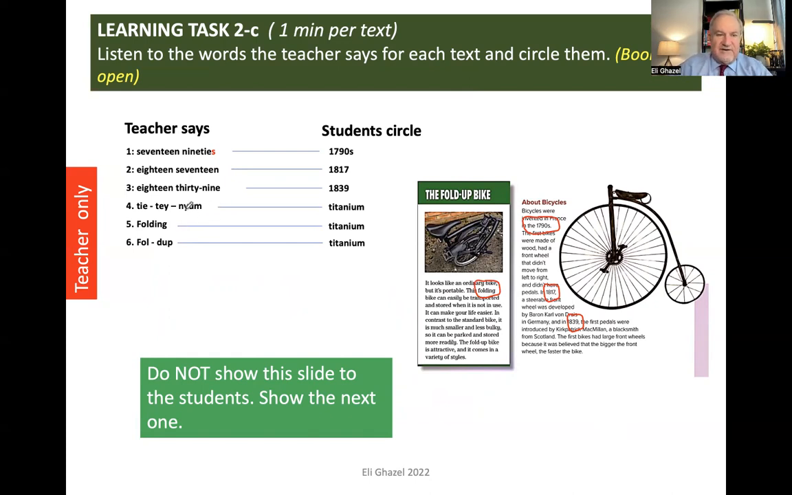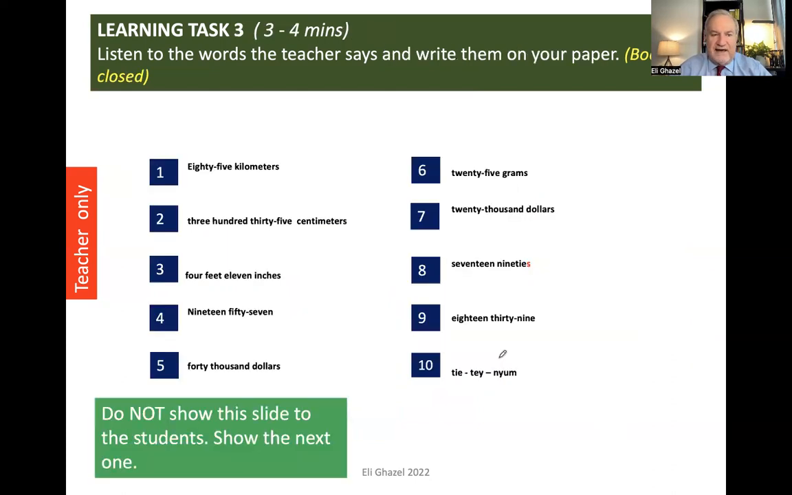My mistake here, you're going to say folding. That's what happens when we do, sorry, excuse me. We shouldn't have had this. So folding, they did this. I'll fix the PowerPoint. You're going to say fold up, and they will circle the last one. You can show them that.